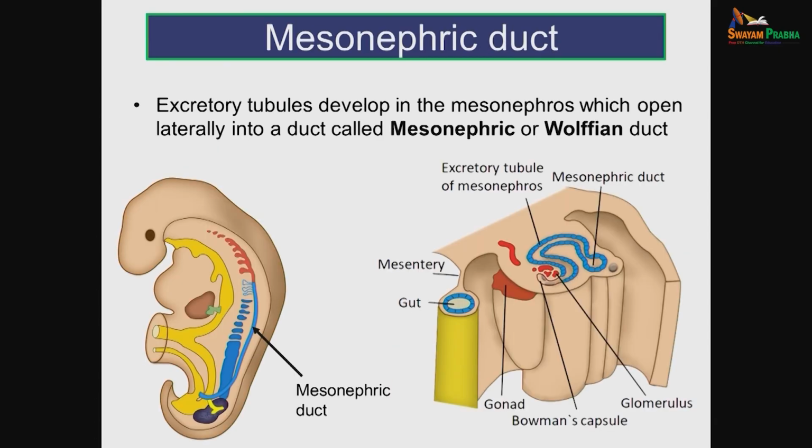Next, like pronephros, here also excretory renal tubules start developing. What they do is open into the duct which is lateral, called the mesonephric duct. There is another name for this duct, which is also called the Wolffian duct. Please note, these mesonephric tubules, the excretory tubules developing in the mesonephros, are going to open into the mesonephric duct, which is situated laterally.